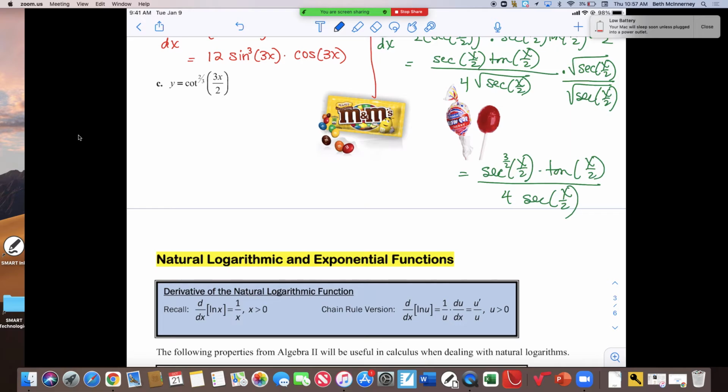All right, try letter C if you haven't already. This is y equals cotangent 2/3 power of 3x over 2. If it helps you to rewrite it, then rewrite it. If it doesn't, don't.